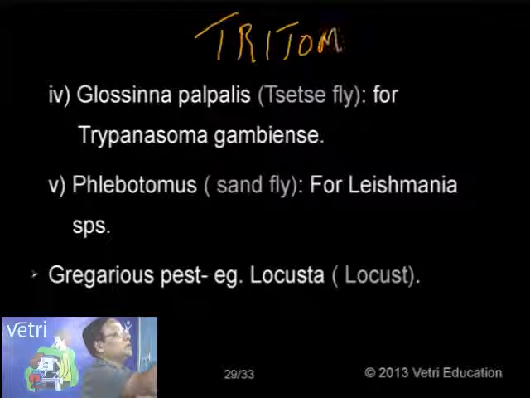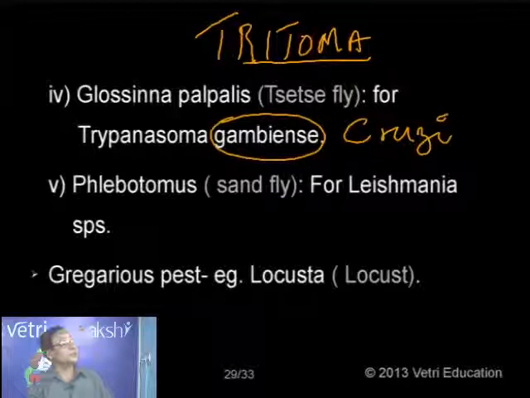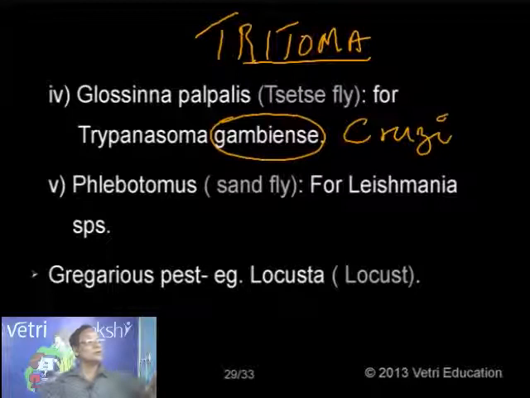So this one transmits normally another species of Trypanosoma, called Trypanosoma cruzi. Trypanosoma cruzi is transmitted by the Triatoma species of insect, which is a bug. This one causes a disease called Chagas disease. So anyway, these are all some of the insects acting as vectors for transmitting disease.